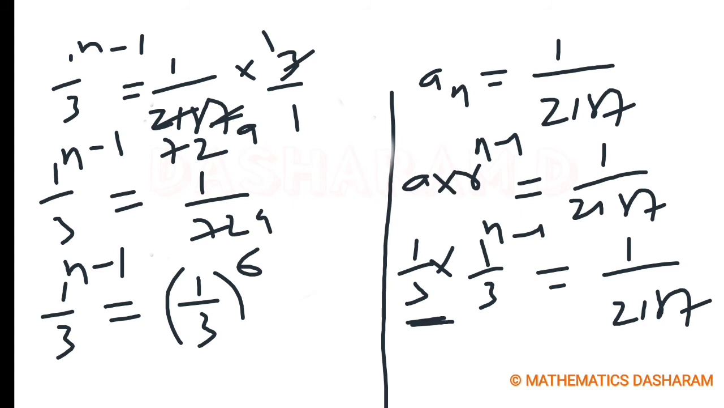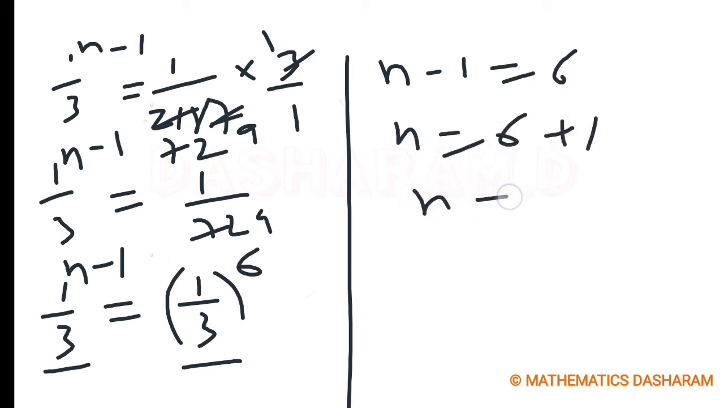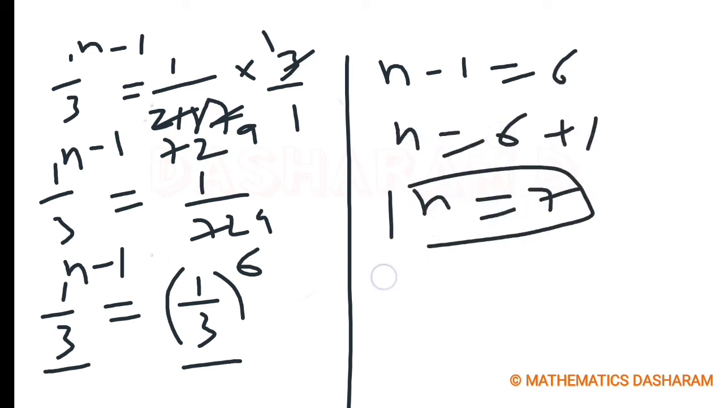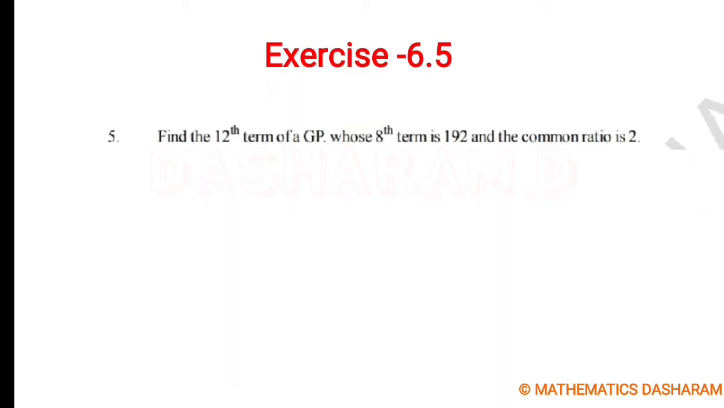So now the bases are equal, then we can equate the powers. So n minus 1 equals 6, so n equals 6 plus 1, so n equals 7. Therefore the seventh term of the given GP will be 1 by 2187. Next, fifth question: find the 12th term of a GP whose 8th term is 192 and the common ratio is 2.